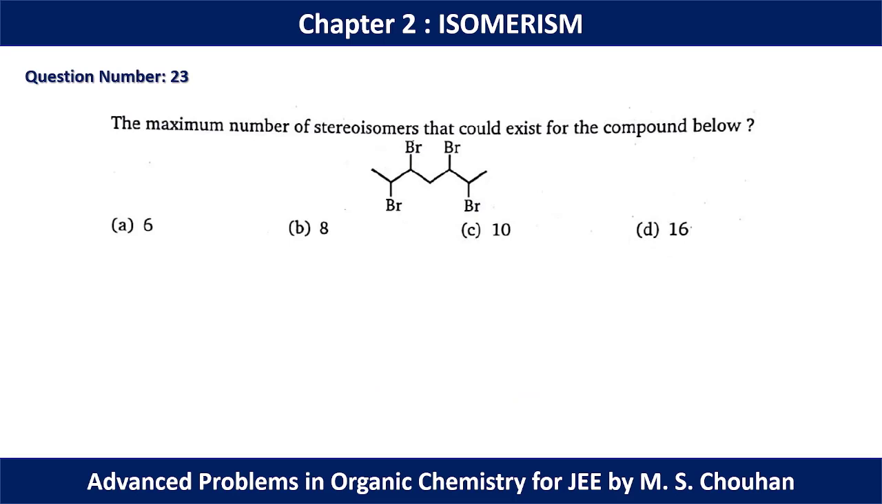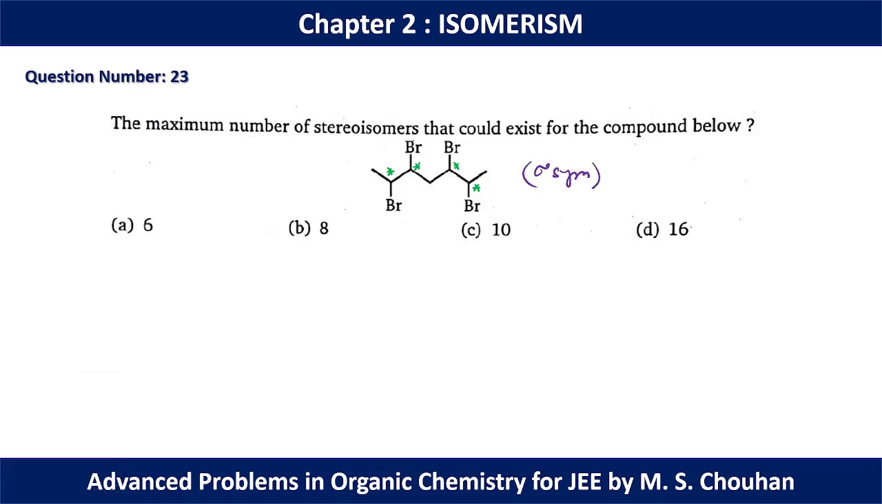In question number 23, the maximum number of stereoisomers that could exist for the following compound below. Okay, so if we see the number of chiral centers present, here we have chiral center number 1, chiral center number 2, chiral center number 3 and chiral center number 4. But we can draw a structure where sigma symmetry must be present.